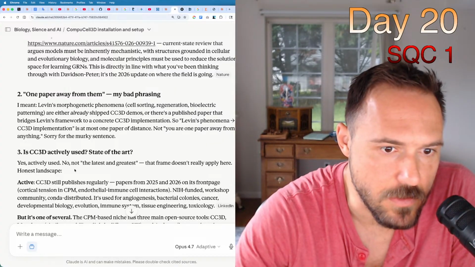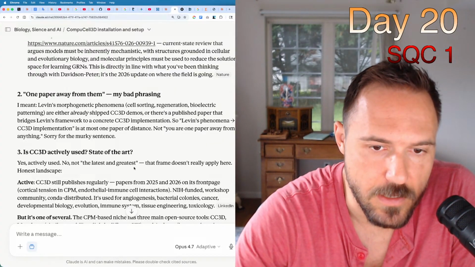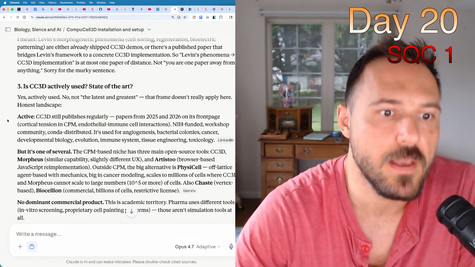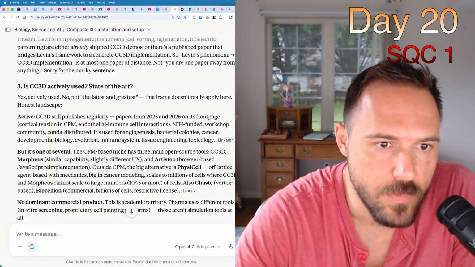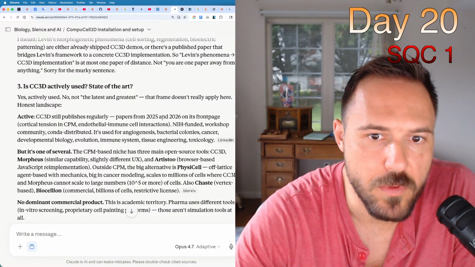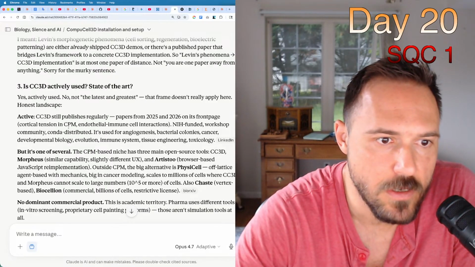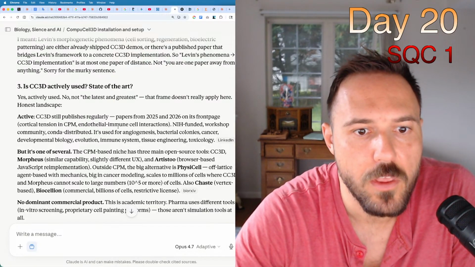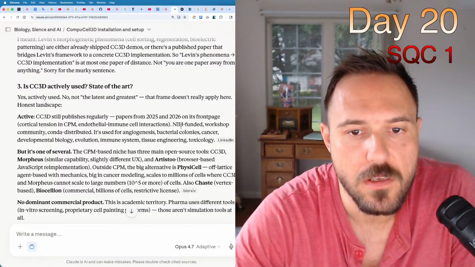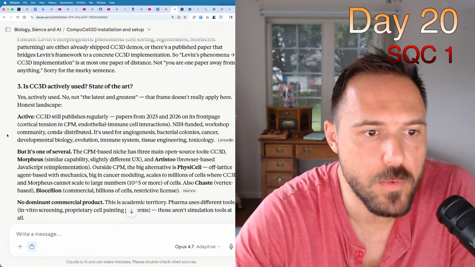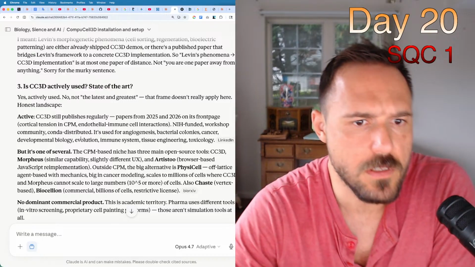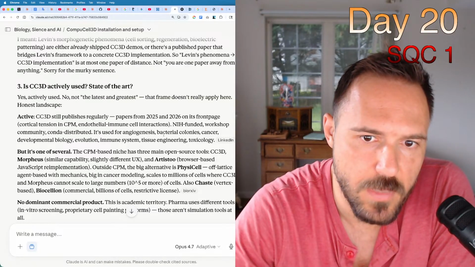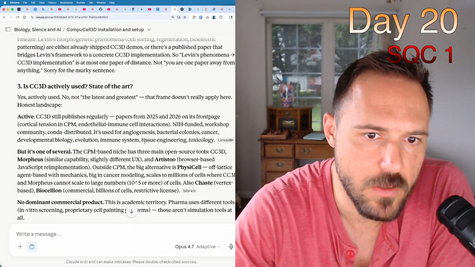Yes, actively used. No, not the latest and greatest. That frame doesn't really apply here. The landscape is active. CC3D still publishes regularly, with papers from 2025 and 26 on its front page. Cortical tension and CPM, endothelial immune cell interaction, an NIH-funded workshop. It's distributed and used for angiogenesis, bacterial colonies, cancer development, biology.